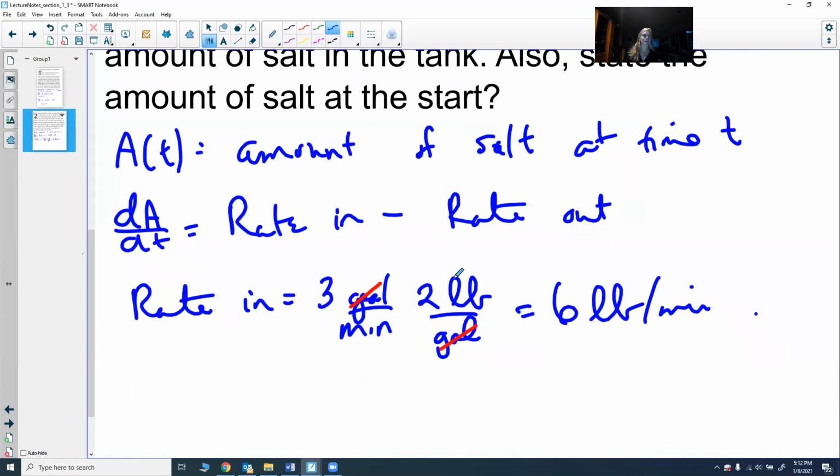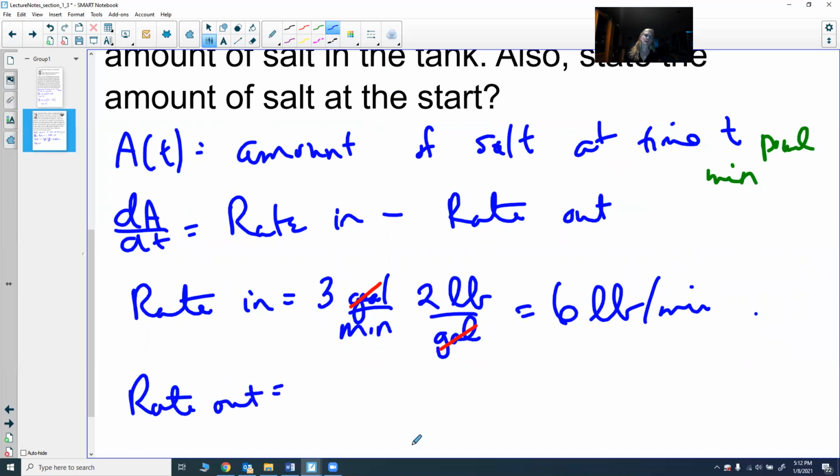And so what I notice is, again, dA/dt will be in pounds per minute because the amount's in pounds. If you want to, you can actually write that your amount's in pounds to help you. And t is in minutes. So you now know I need pounds per minute, and I now have pounds per minute for my rate in. Let's do the exact same thing for our rate out. Figure out what our rate out is.